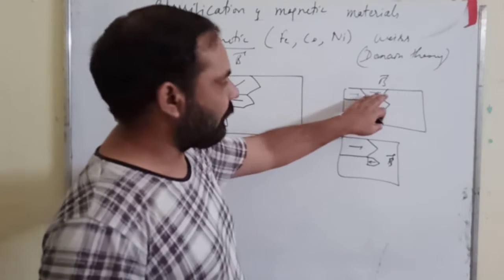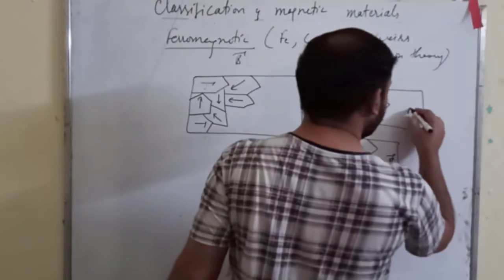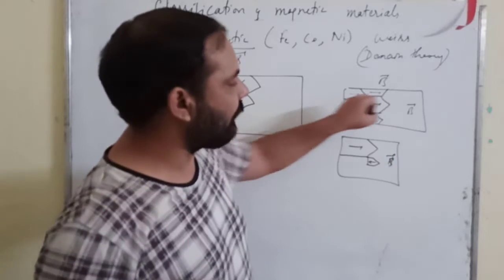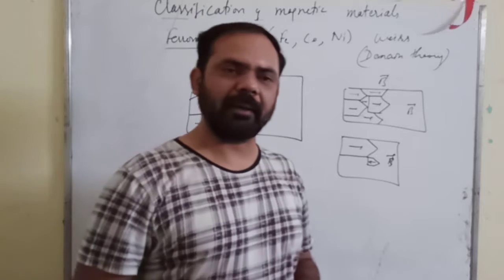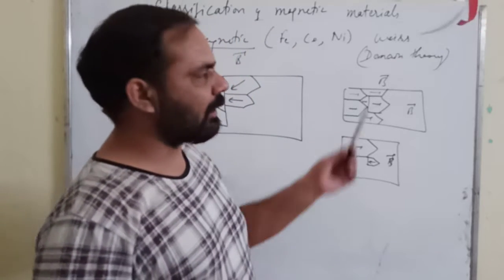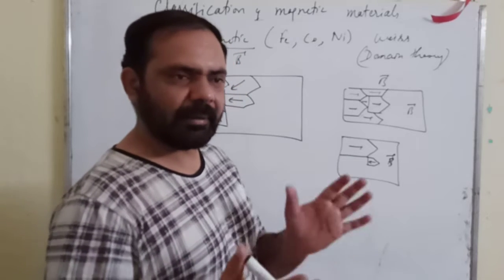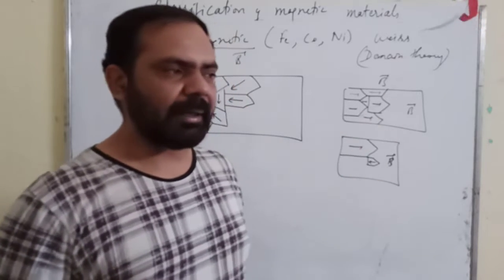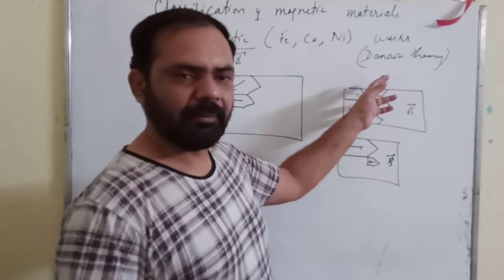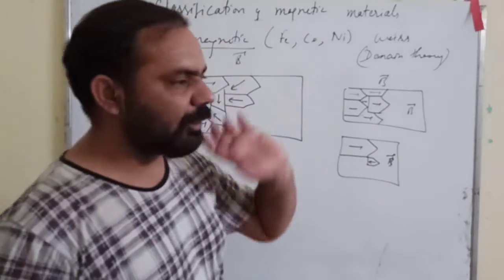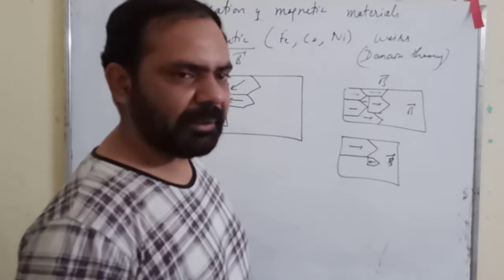Either all the domains are directed along the direction of the magnetic field, so they develop a strong magnetic field in that direction, or the domains which have a direction identical to the magnetizing field increase their size, and those which are oppositely directed decrease in size. As a result, the material develops a strong magnetic field along the direction of the magnetizing field. This is the reason of ferromagnetism according to Weiss, who gave this domain theory.